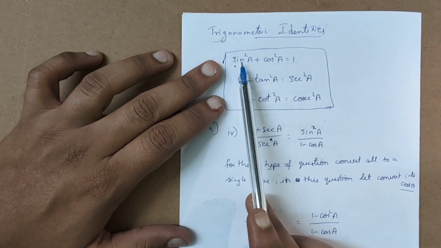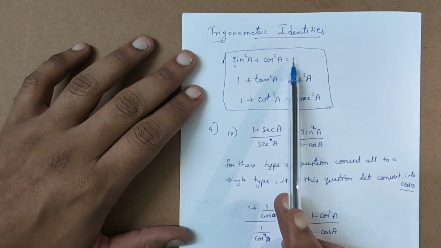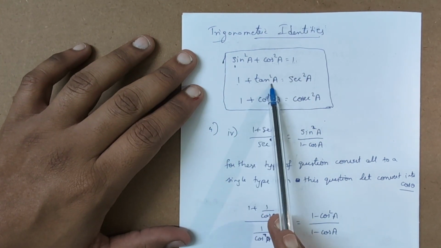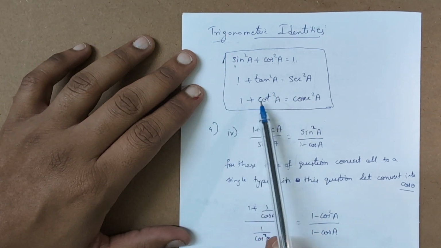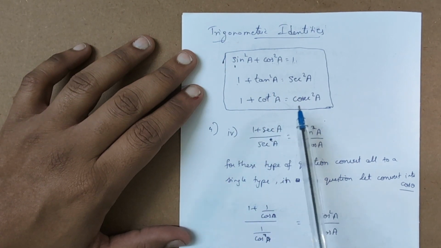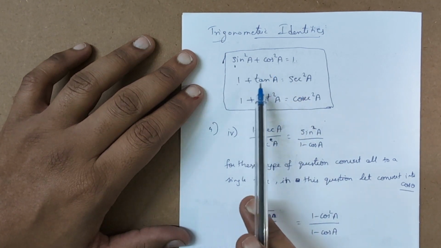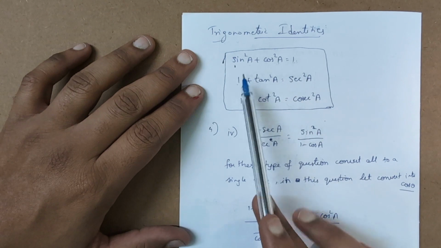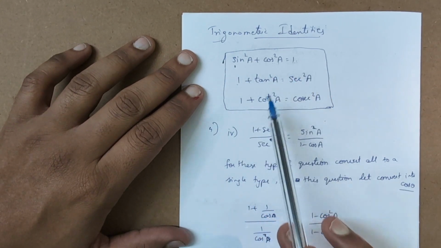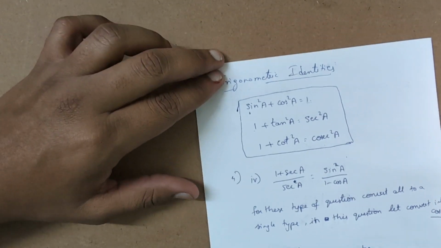The first one is sine square a plus cos square a equal to 1. And 1 plus tan square a equal to secant square a. 1 plus cot square a equal to cosecant square a. So you can also verify for any angle a, this will satisfy. I will cross check for one value.